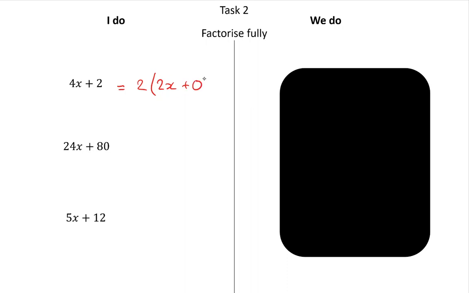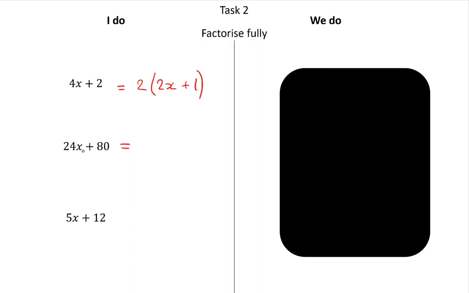Some people might write 0 here. That's not right. Okay, it isn't 0. It's 2 times 1 to make 2. So fully factorised, 4x plus 2 is 2 lots of 2x plus 1. Okay, we can just double check. 2 times 2x, 4x, 2 times 1, 2. Brilliant.